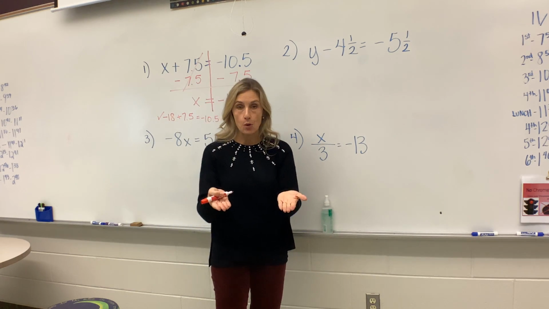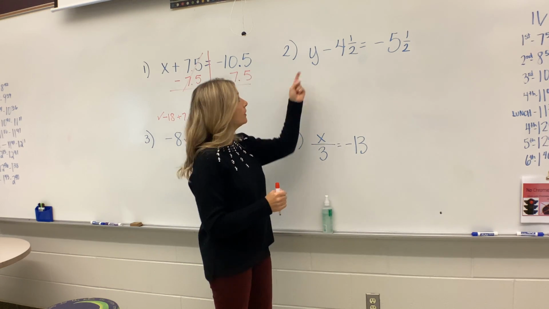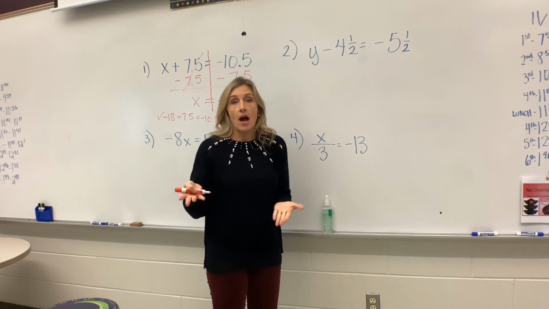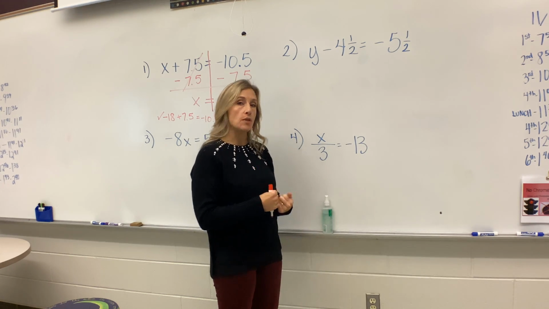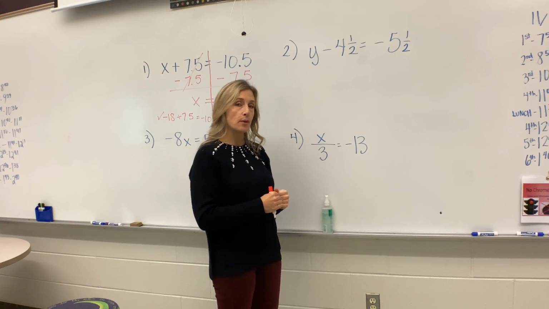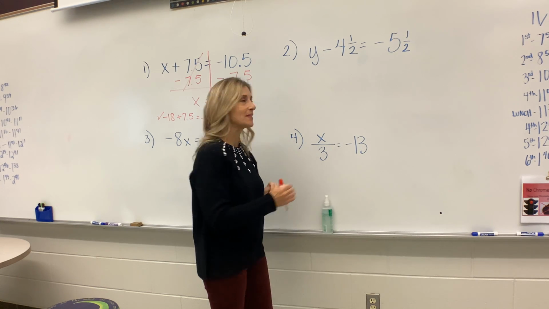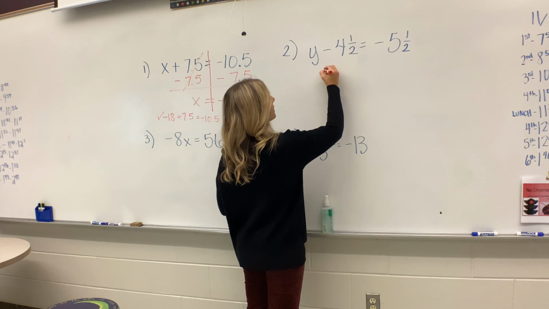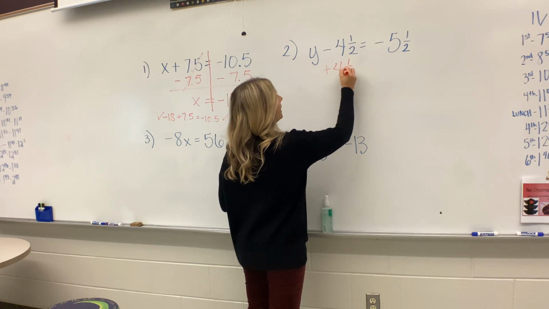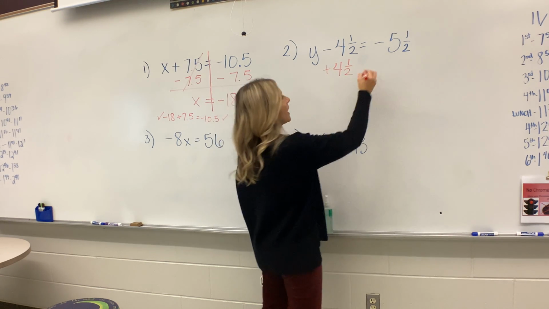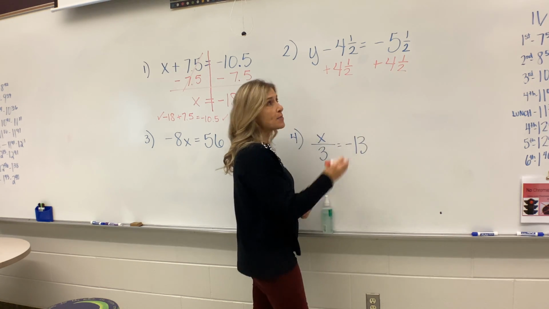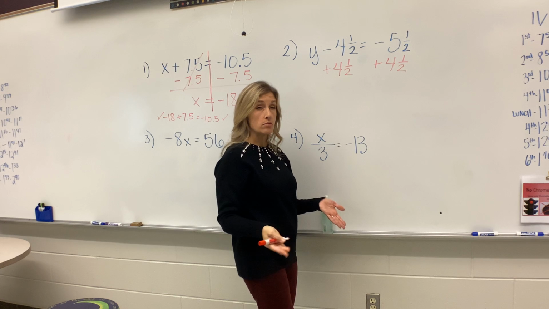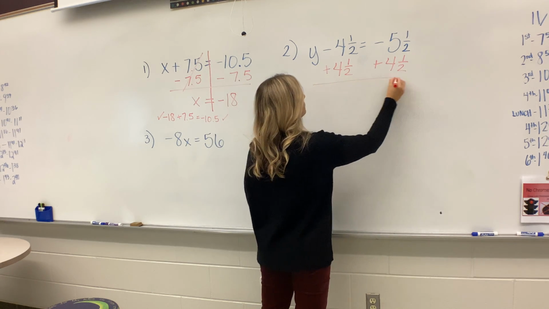Same set of algebra questions. What's my variable? y. What are they doing to y? They're subtracting 4.5. I'm going to undo that using the inverse operation of subtraction, which is addition. Whatever number they were subtracting, I'm going to add. And remember, whatever you do to one side, you have to come across and do to the other side of the equal sign. I'm not going to draw a line on this one just to show you the difference. You may if you'd like to.